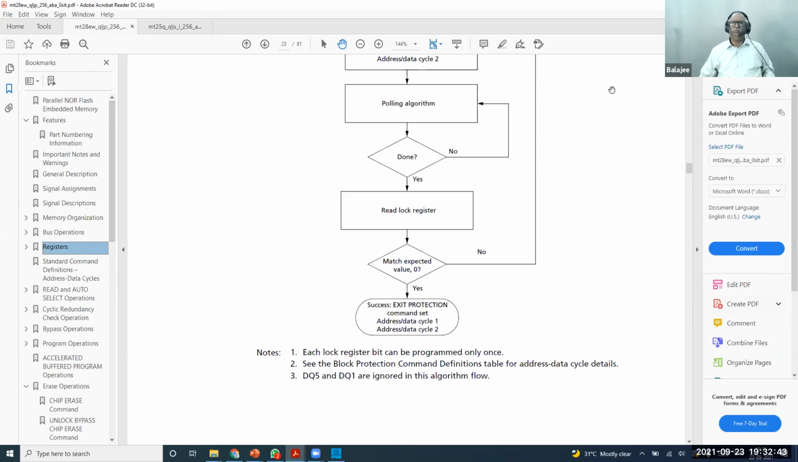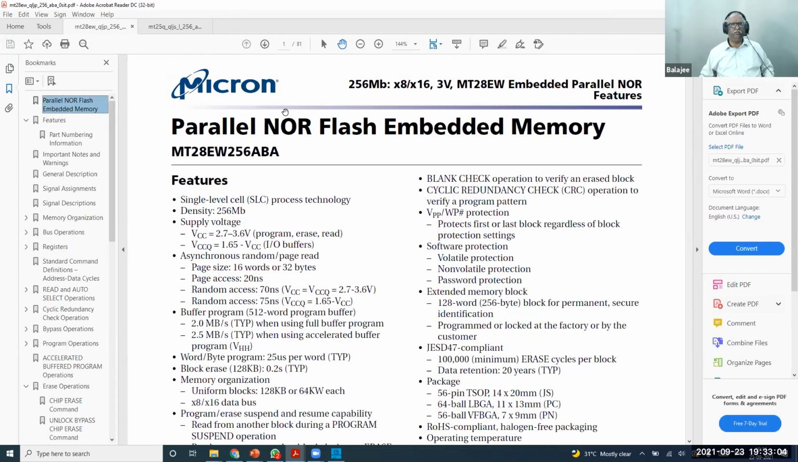Okay. Is it clear? If you have anything on timing diagram, let me know. I've drawn a timing diagram. I've given a data sheet from Micron. This is actually a Micron flash. See, Micron company and the flash. The size is how much? 256 Mb. Megabits, sorry. This small b means megabits. Capital B means megabyte. Small b is megabit.